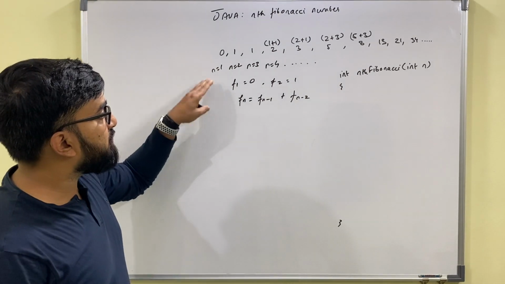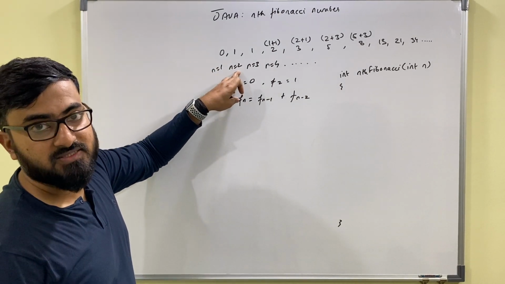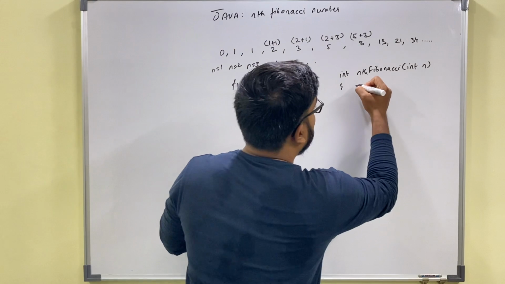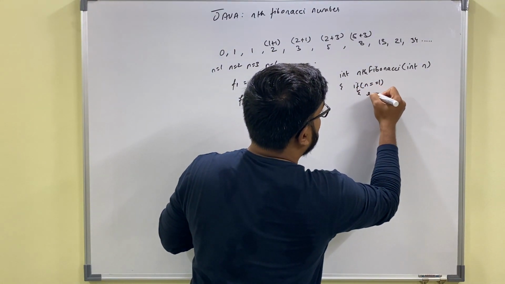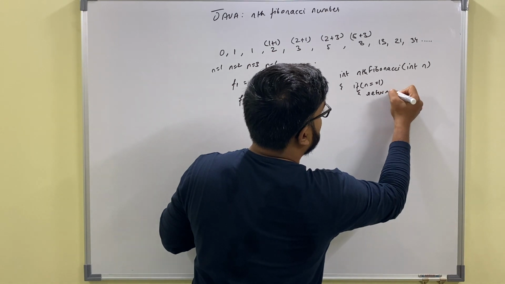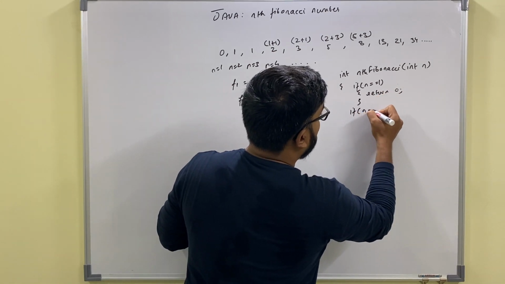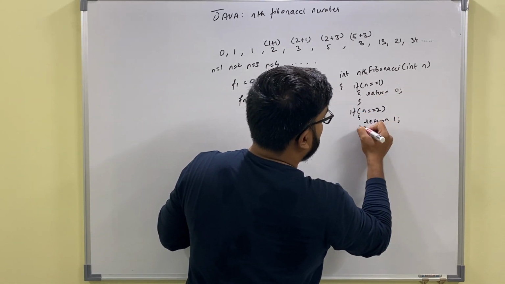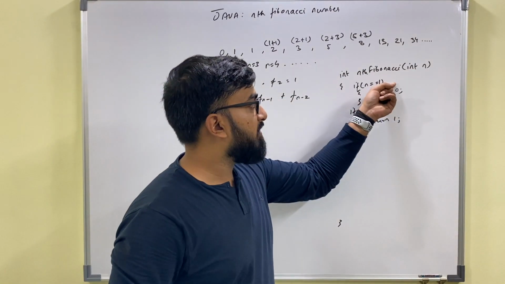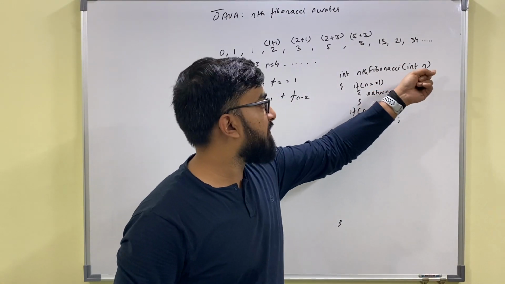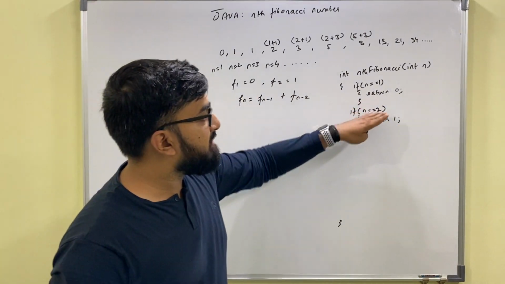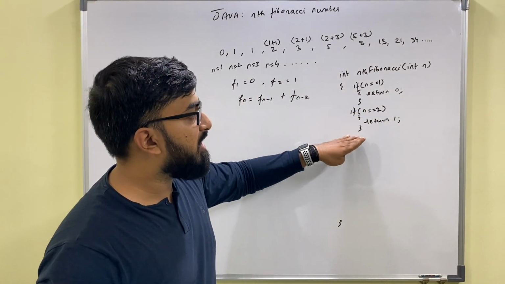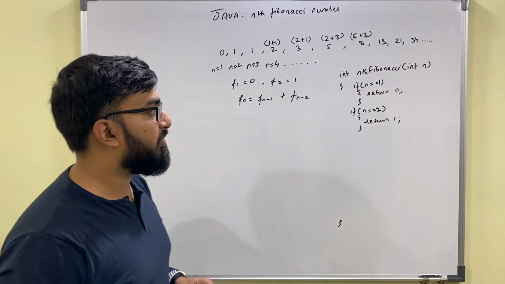From what we saw, the first and the second terms are fixed. So we can straight away write: if n equal to 1, return 0. And similarly, if n equal to 2, return 1. If our n is 1, we need to find the first term, which is fixed at 0. If our n is 2, we need to find the second term, which is fixed at 1. It is when n is greater than 2 that you need to find the nth Fibonacci term.